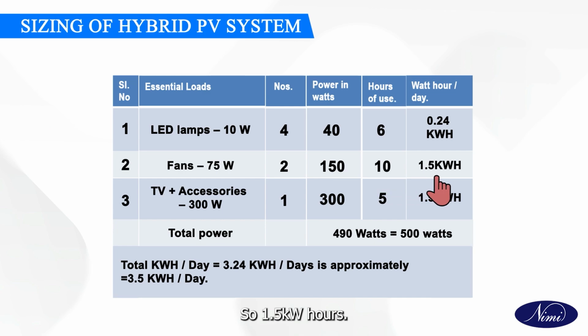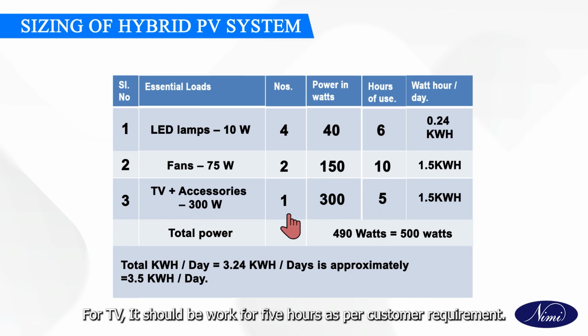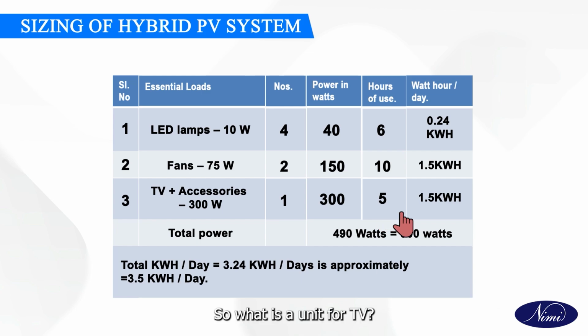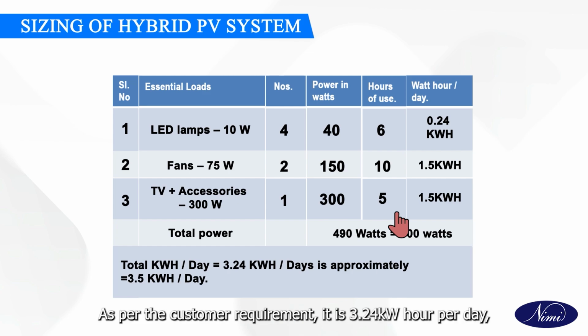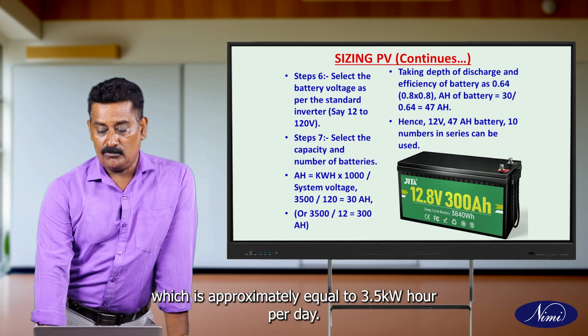So, 1.5 kilowatt hours. For TV, it should work for 5 hours as per customer requirement. So, what are the units for TV? It is 1.5 kilowatt hour. What is the total kilowatt hour per day as per the customer requirement? It is 3.24 kilowatt hour per day, which is approximately equal to 3.5 kilowatt hour per day.